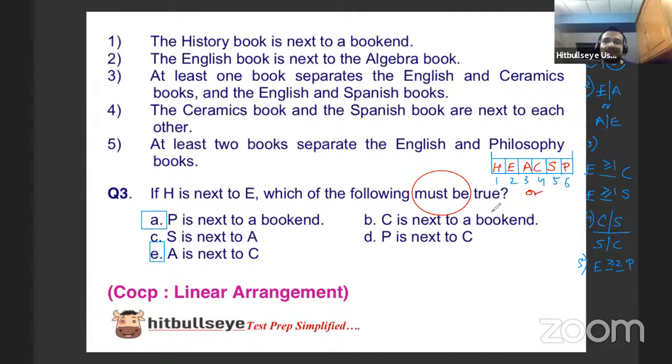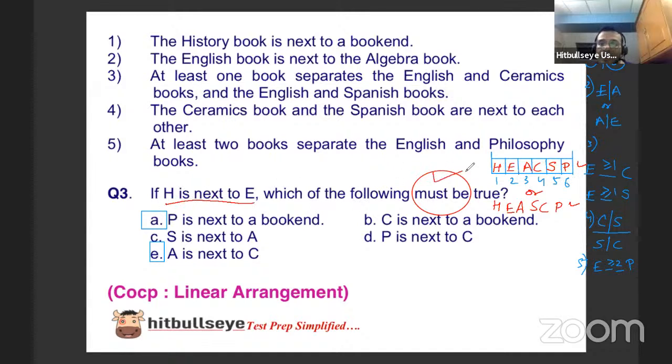What is another combination? We'll keep H and E together, and after that we can have A again, then S, C, P, satisfying all the criteria. H is on 1, E and A together, then E and C greater than or equal to 1, E and S greater than or equal to 1, yes, and C, S together, and E and P greater than or equal to 2, yes, all are satisfying. This is again a combination which can come. So these are my 2 combinations for H is next to E.